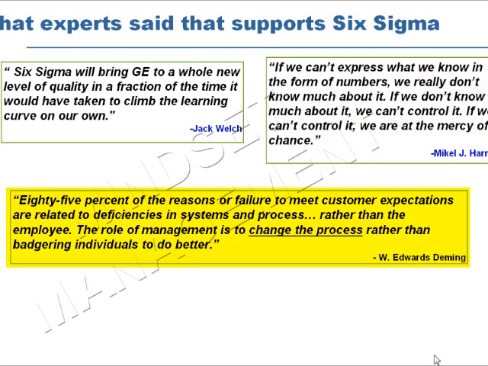W. Edwards Deming, the quality guru, has this to say: 85% of the reasons for failure to meet customer expectations are related to deficiencies in systems and process, rather than the employee. The role of management is to change the process, rather than badgering individuals to do better.